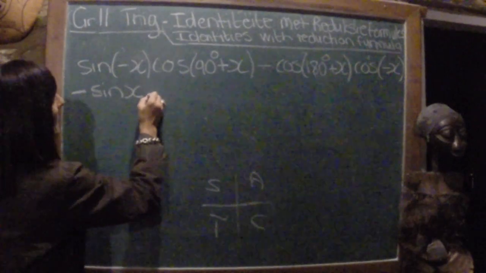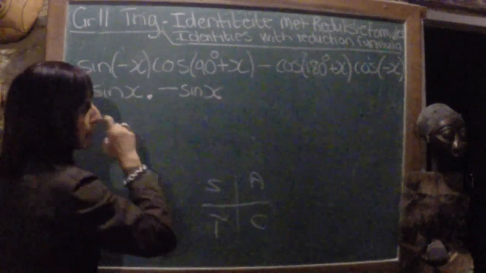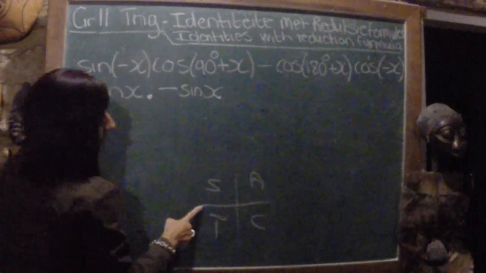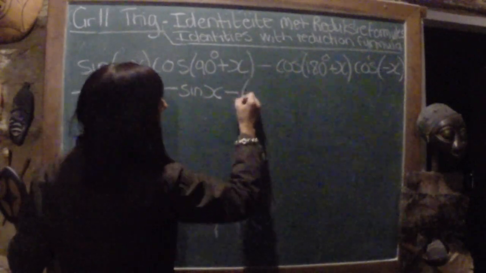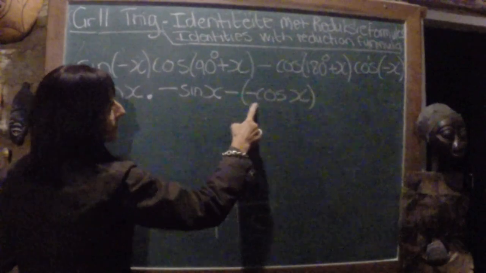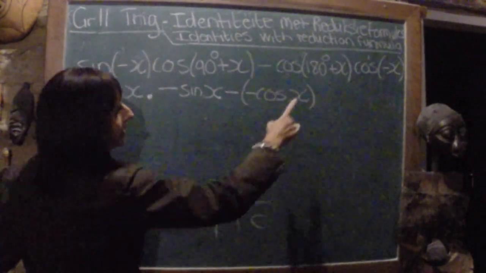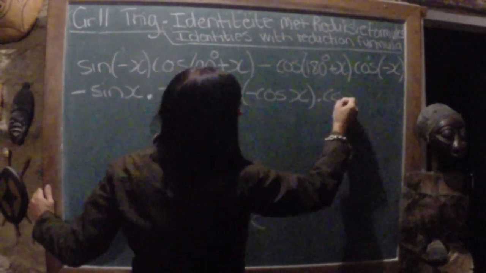Cos van 90 plus x is minus sin x. Dis 'n po-funksie wat jy moet ken. Cos van 180 plus x is minus cos x. So daar twee minusse langs mekaar. Substitute in brackets. And cos 360 minus x is positive cos x.